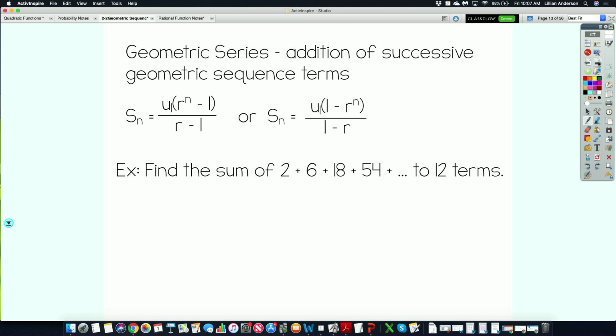The other one is the exact same, except this time you do 1 minus r to the n power all over 1 minus r. You'll get the same answer no matter which way you do it. It is your choice which formula you use, okay? We will still get the same answer, all right?